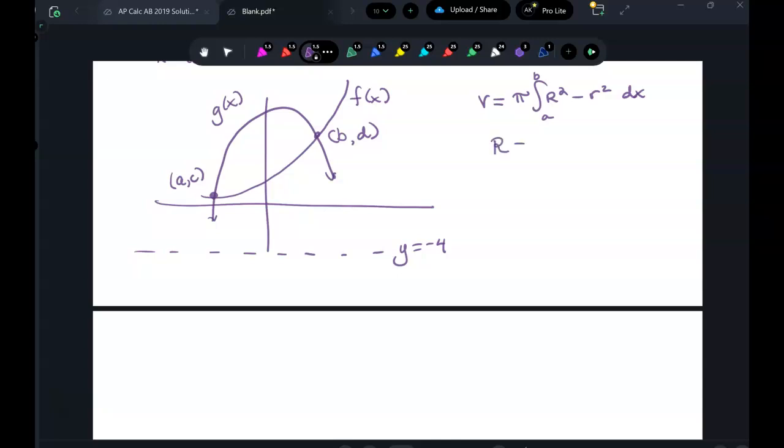What is big R and what is little r? Big R is g of x, but it would be top minus bottom, so g of x minus -4. Are you always just subtracting if it's above? You're always subtracting. If it's y equals 2, would it be -2? It's always subtracting. And then if it's moving left or right, it's still right minus left.